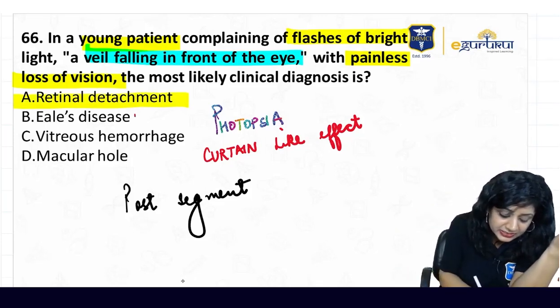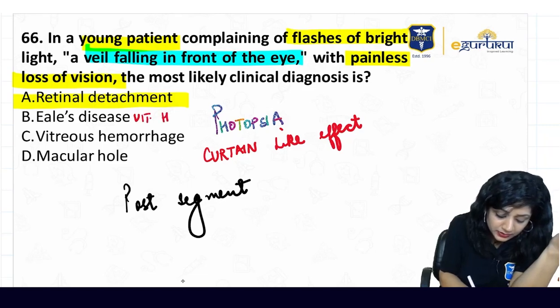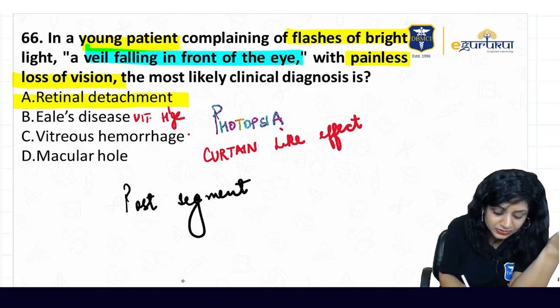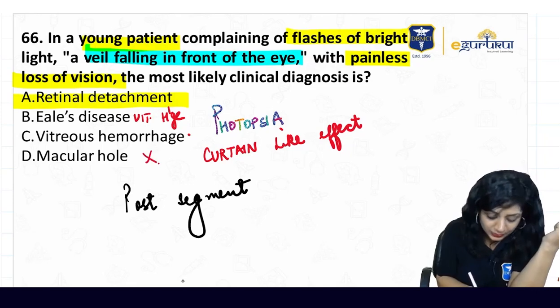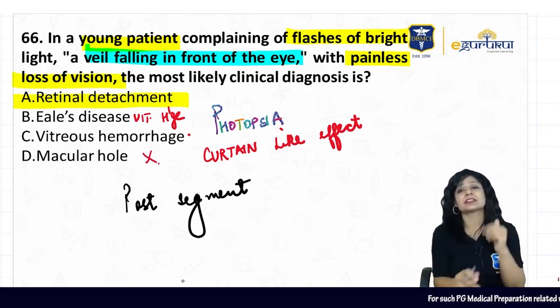Eales disease is a vitreous hemorrhage. So the vitreous hemorrhage is not there and it's not a macular hole. Now let us discuss them one by one.